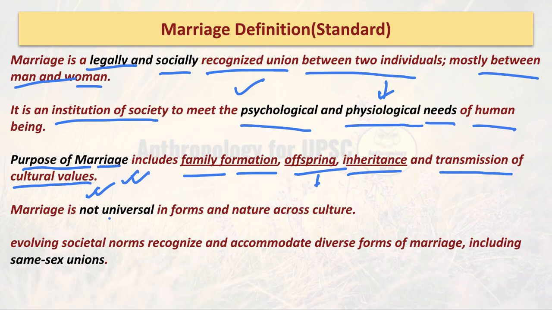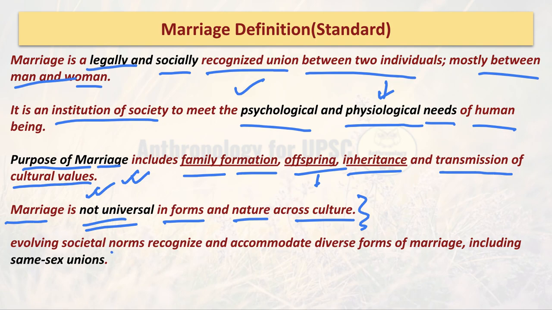Coming to the next point, marriage is not considered universal. If you look into the definitions and the disagreement between anthropologists, you will find that it's not widely accepted as one single definition. The reason is that it is not the same across societies. You will find it is not universal in terms of forms and nature, even across societies. Hence there is disagreement on the definitions, and hence it is called not universal.